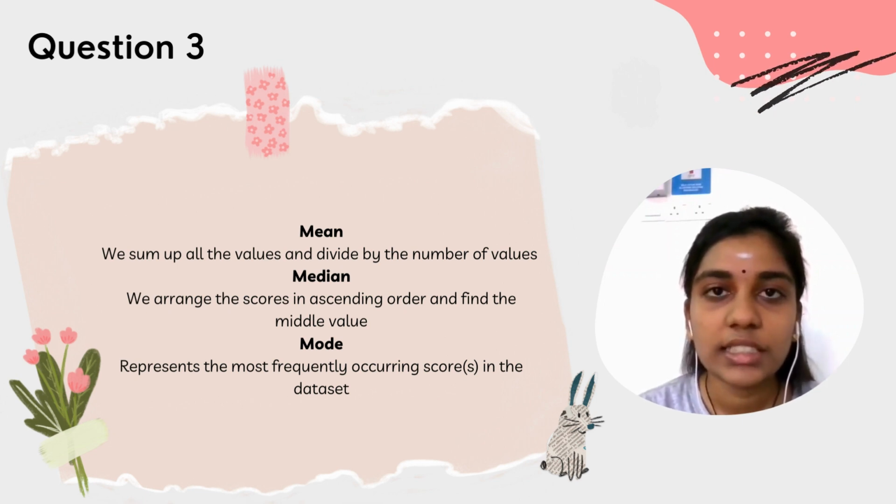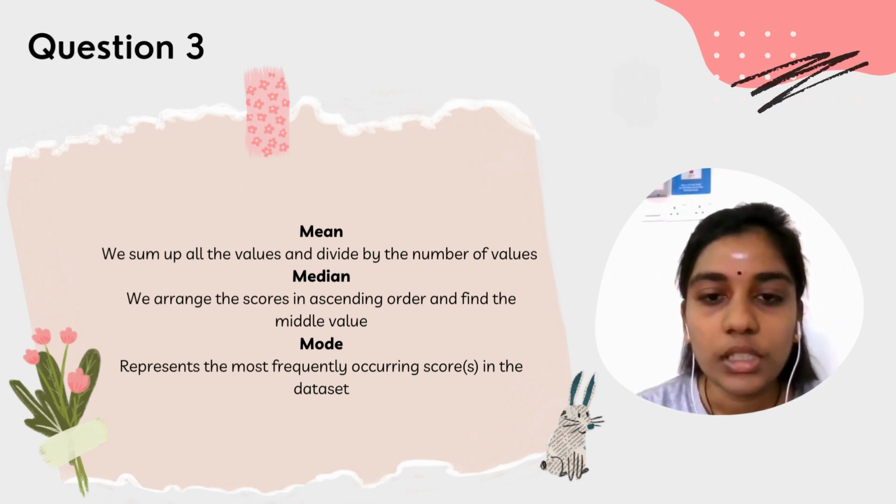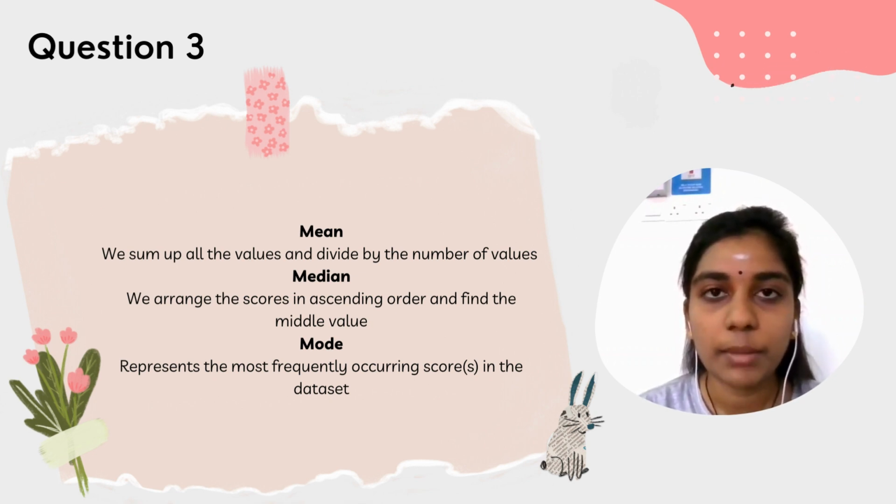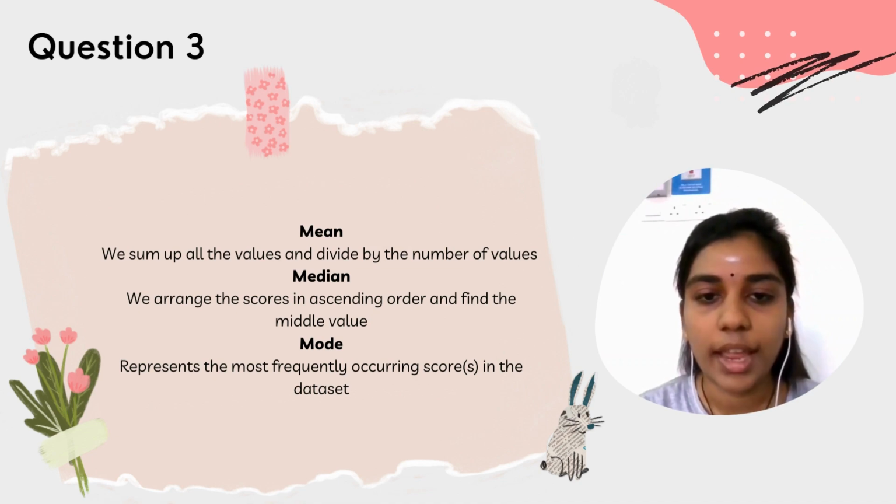To calculate the standard deviation, we'll use the sample formula. First, we find the difference between each score and the mean, square the differences, sum them up, divide by n minus 1, and then take the square root.